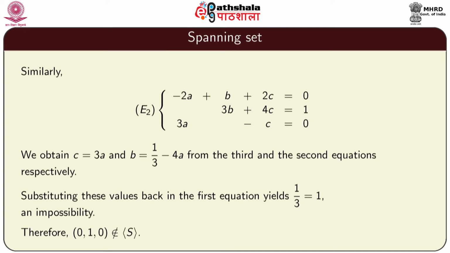If you look at the third equation, then you get C is equal to 3a, and if you substitute it back to the second equation, then you get b is equal to 1/3 minus 4a, and if we substitute all these back to the first equation, it yields 1/3 is equal to 1, which is again impossible. Therefore, 0, 1, 0 does not belong to span of S.